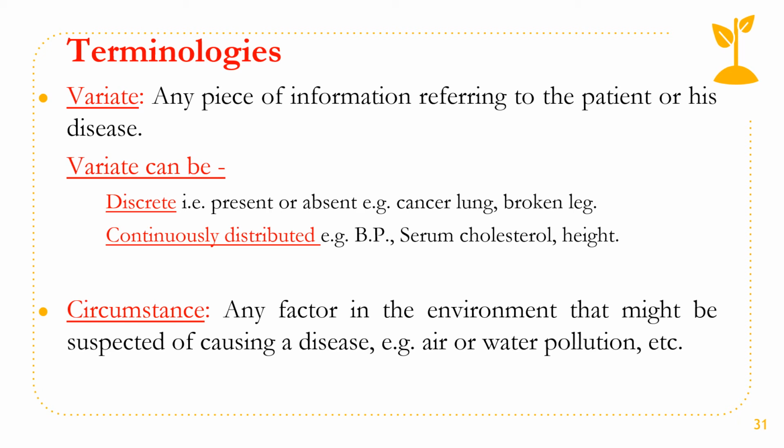Continuous means it will be continuous, like BP, it may be 120 by 80 or sometimes 130 by 80 depending on the age and the person. Then serum cholesterol, your height. Some people will have 172 centimeters, some will be 184, like that. It will be a continuous number. In the discrete, there will be all or none, like present or absent. Circumstances: any factor in the environment that might be suspected of causing disease. For example, a respiratory problem, which may be caused by air pollution.